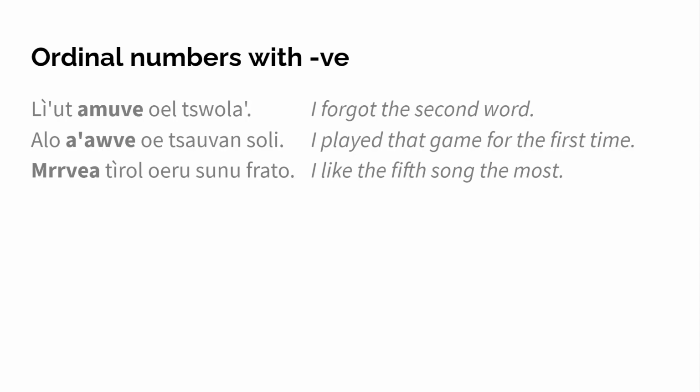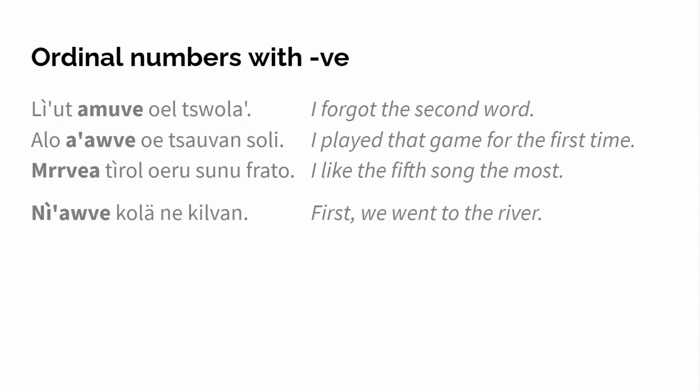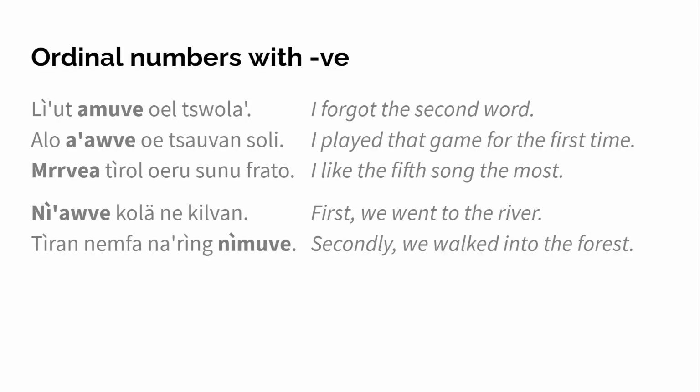And, very interesting, we can actually also make them into adverbs with ne. So, ne auve, kolen, ne gilvan. First, we went to the river. Ne auve is in the dictionary, but we can actually also do that with any other of these numbers. So we can say, tera nemfa natring, ne move. Secondly, we walked into the forest.